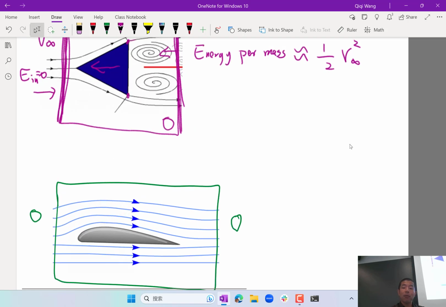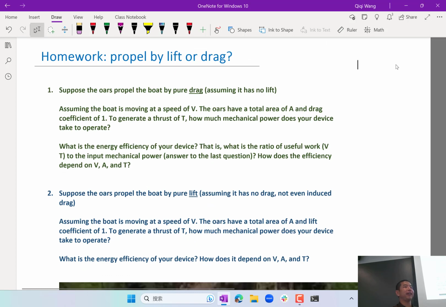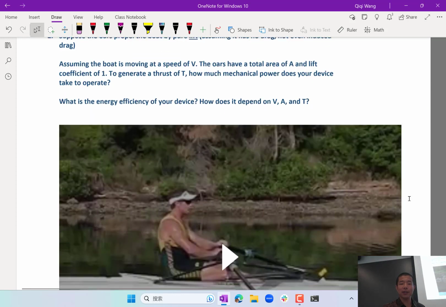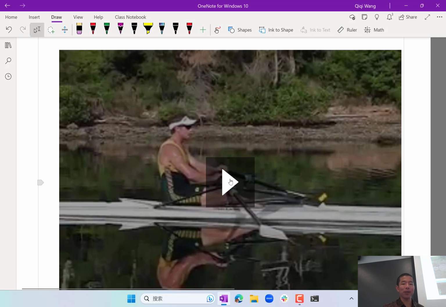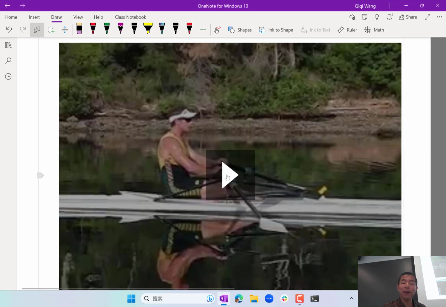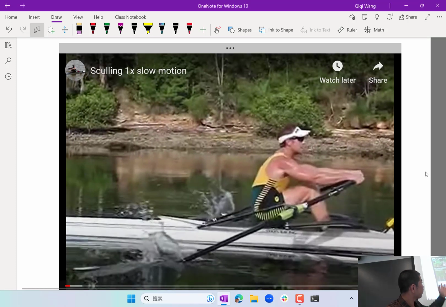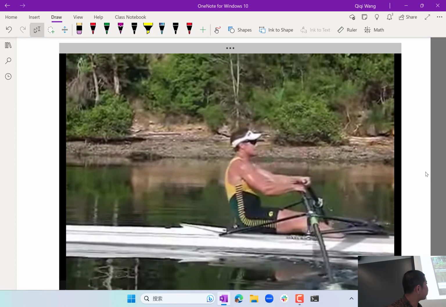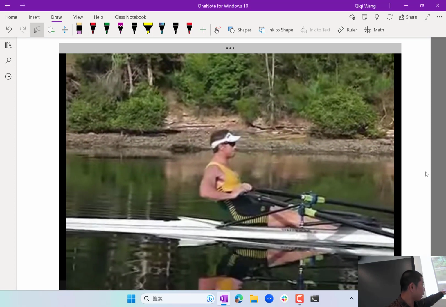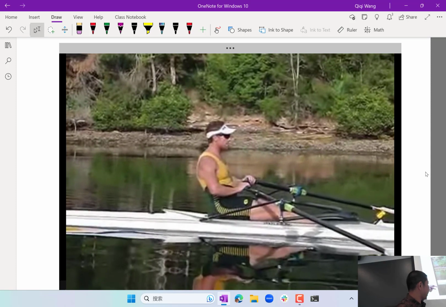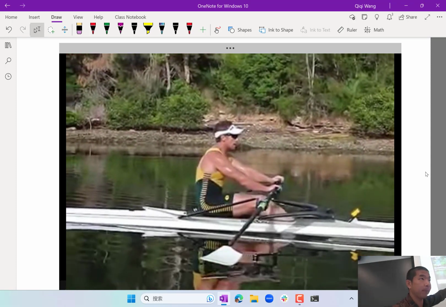Okay, so one of the homework assignments you're going to be doing this week is I want you to analyze an example of using lift versus drag. This is a rowing stroke. If you look at the slow motion of somebody rowing, let's focus on the relative motion between the oar and the water. Just look at what is the relative motion between the oar and the water. Think about the water actually moving that way, right, relative to the boat.